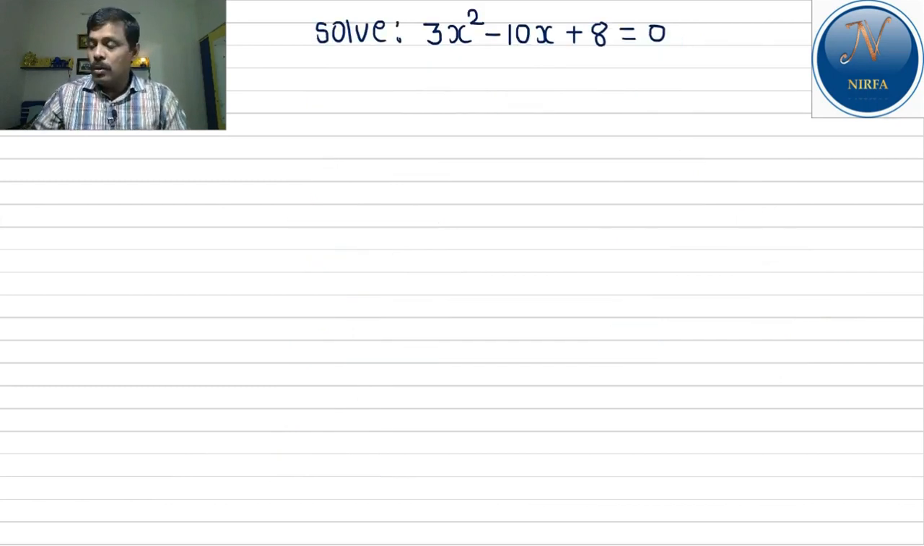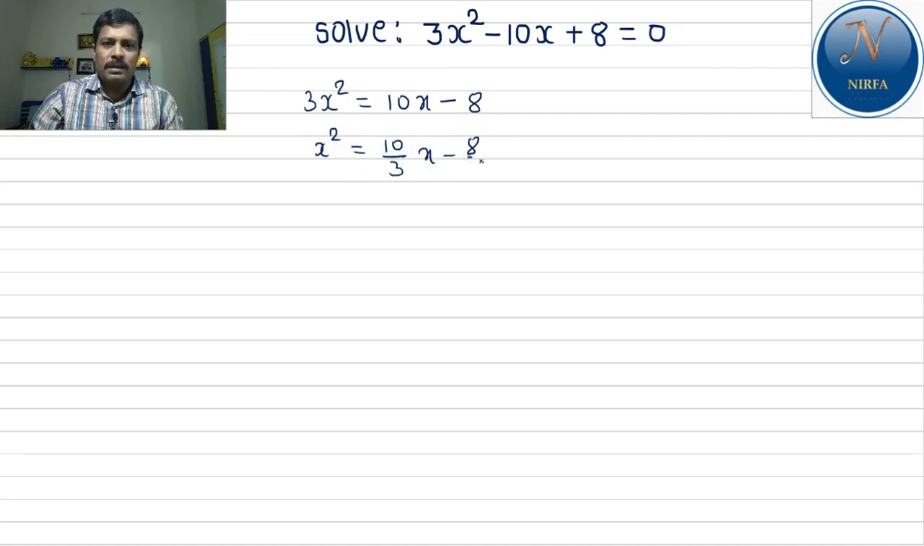Okay. Now, we will solve this example also by using the Babylonian method. What is the procedure? First of all, you have to write the quadratic term on the left side. So you are writing 3x square. Remaining terms transfer to the right side. It becomes like this. The coefficient of x square should be 1. Here it is 3, so you will divide by 3 on both sides. So x square is equal to 10 by 3 x minus 8 by 3.